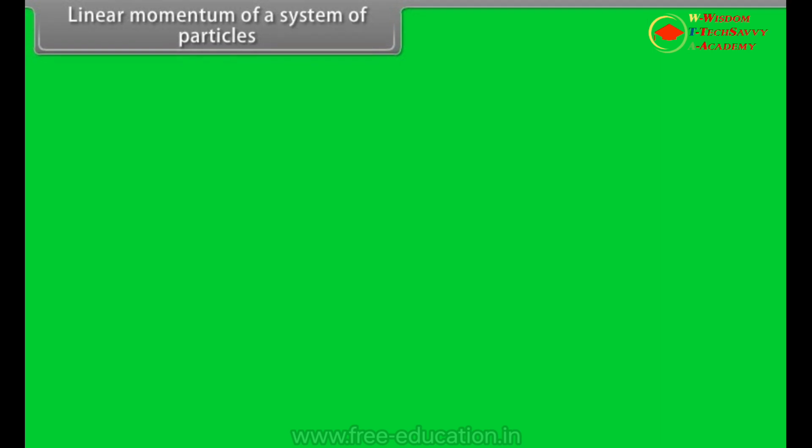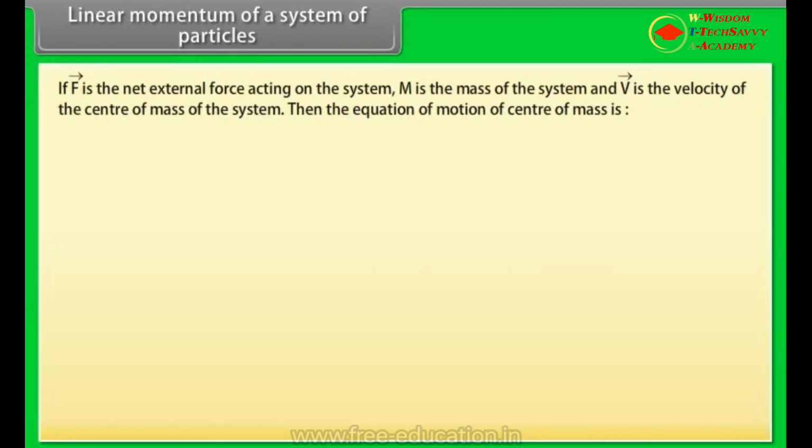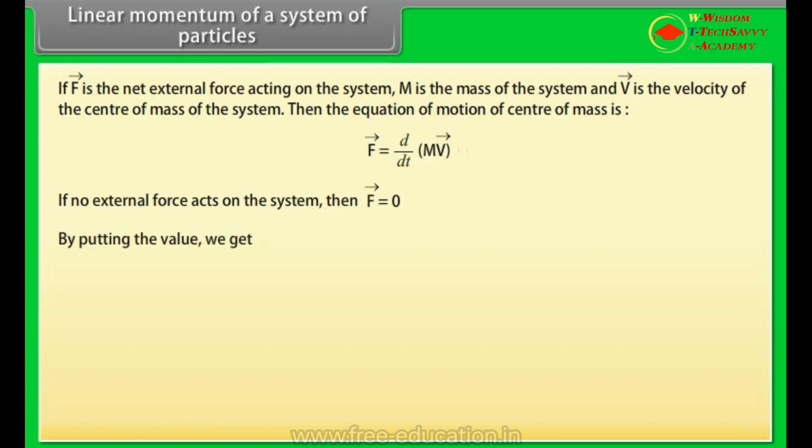Linear momentum of a system of particles. If F vector is the net external force acting on this system, m is the mass of the system and v vector is the velocity of the center of mass of the system, then the equation of motion of center of mass is F vector equals d by dt of the product of m and v vector. If no external force acts on this system, then the F vector will be equal to 0. By putting the value of F vector in the above equation, we get d by dt of the product of m and v vector equals 0.